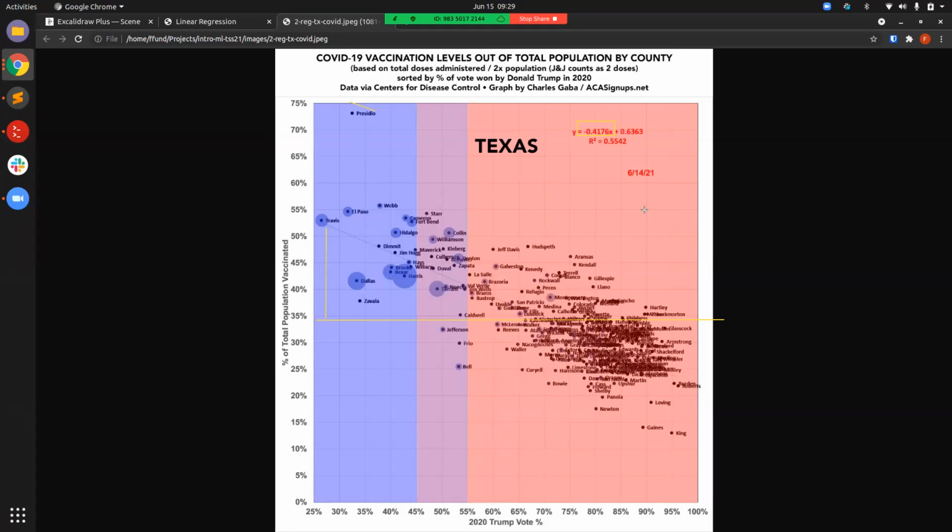Could we say that voting for the Republican candidate causes the percent of population vaccinated to decrease? Would that be a fair statement?